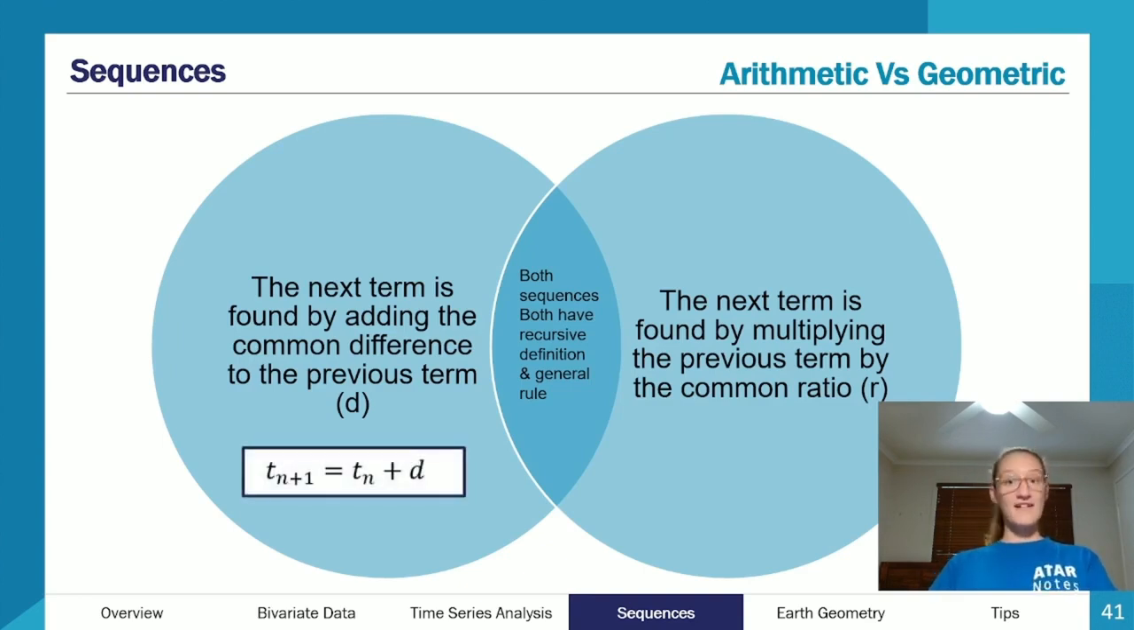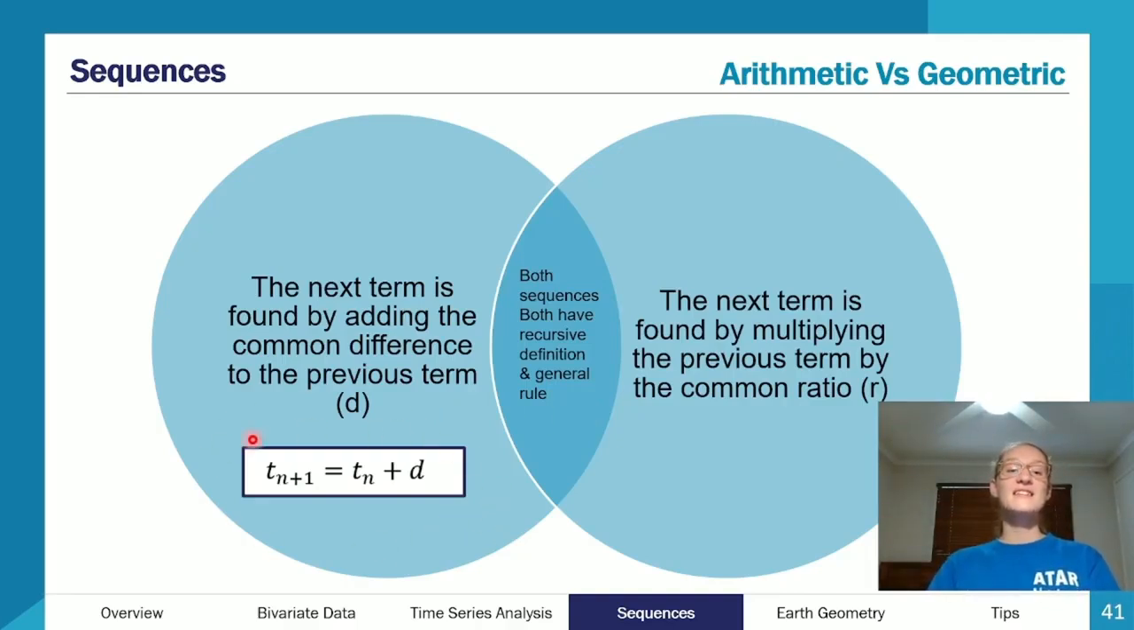So, arithmetic versus geometric sequences. This side of our Venn diagram is an arithmetic sequence, and this side is a geometric sequence. So let's have a look at the similarities and differences. First, the similarities, so what they share in common. Both sequences have recursive definitions and general rules. So what's the difference between a recursive definition and a general rule? I'm so glad you asked. We're going to be talking about that.